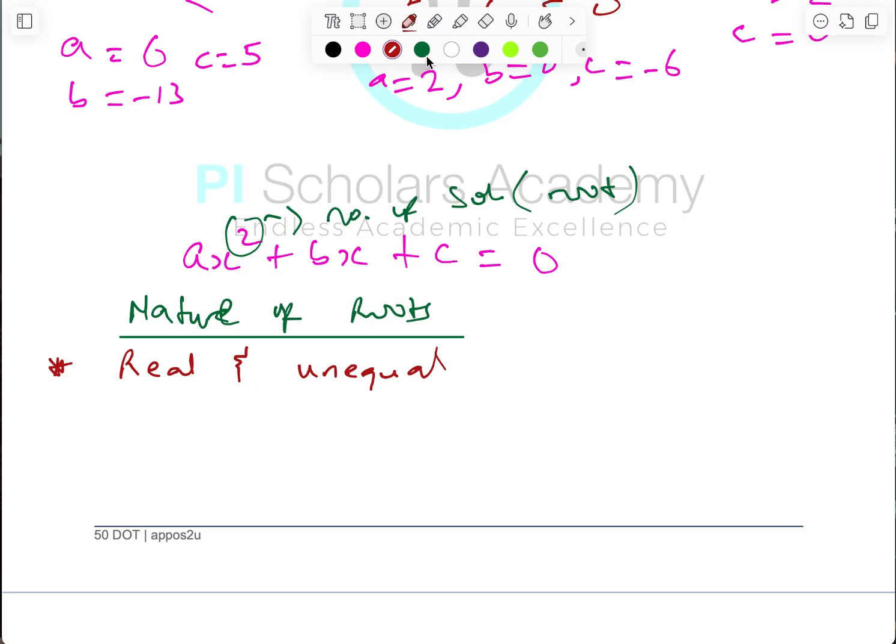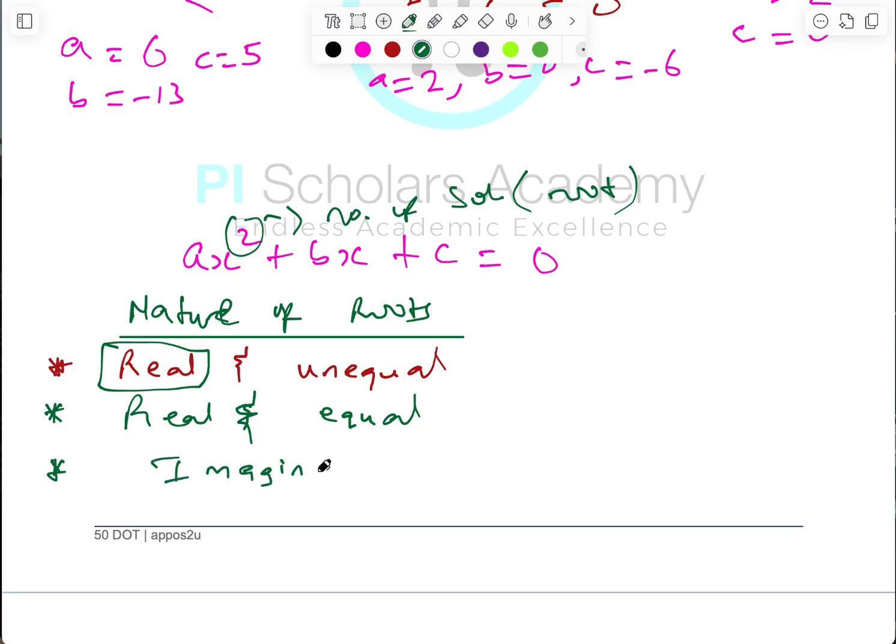By the way, if you don't understand what I mean by being real, I've already covered this on the first day of the class, in number systems, real numbers. So what I mean is that they are real numbers and they are unequal, at least they are different numbers. But they can also be real and at the same time equal. And the last one is that the two solutions can be imaginary.